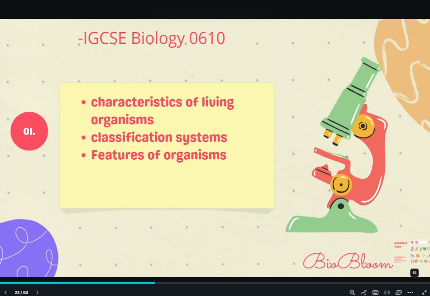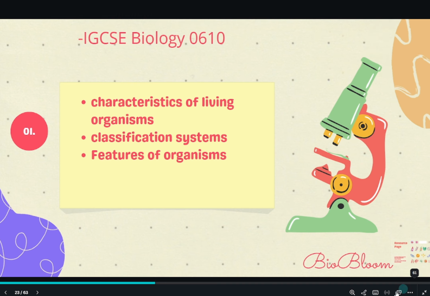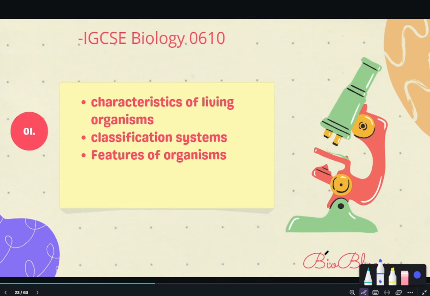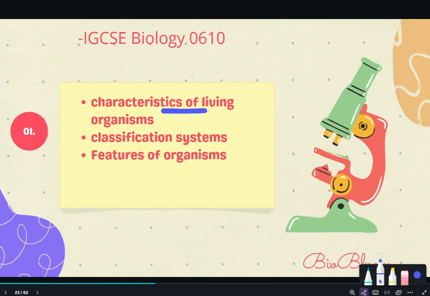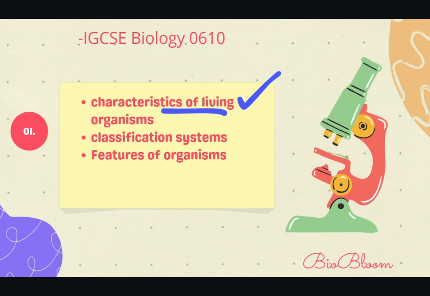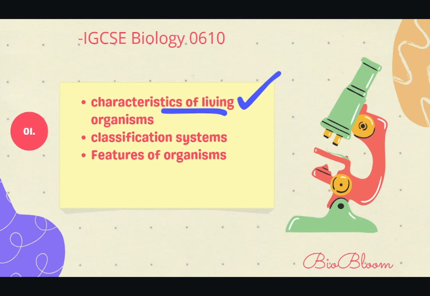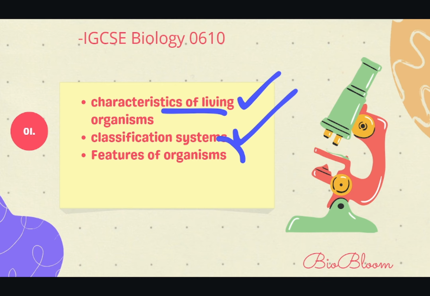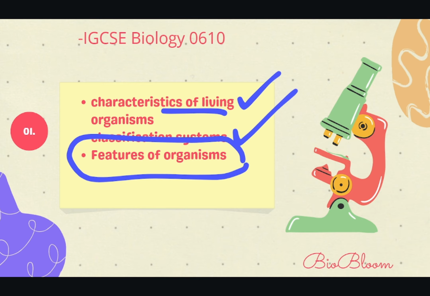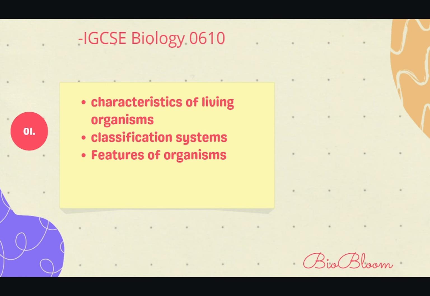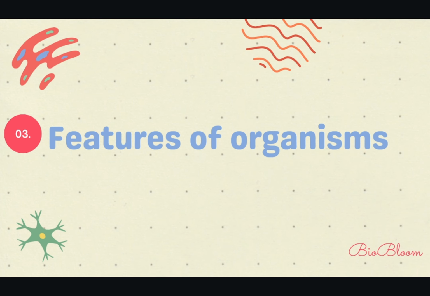Welcome back to part 3 of the first chapter. In the first two videos, we completed the characteristics of living organisms and the classification systems. In today's video, we're going to go over the features of organisms. Finally, this is the last subtopic. If I'm not able to complete the features of organisms in this video, then hopefully I'll be covering it in the next video.